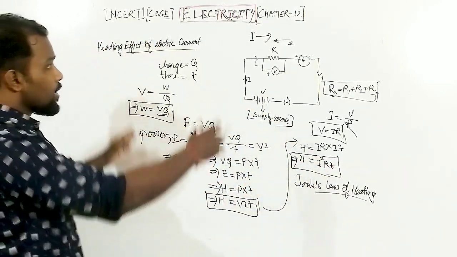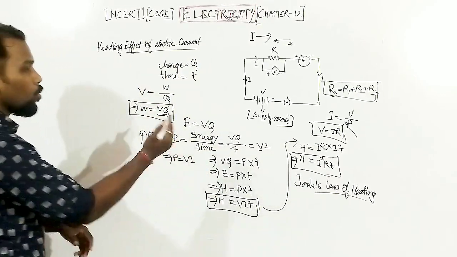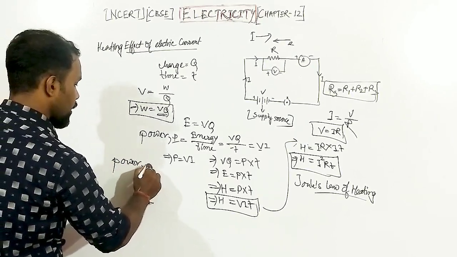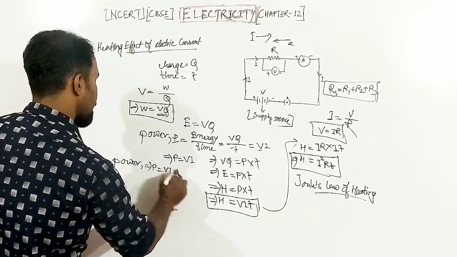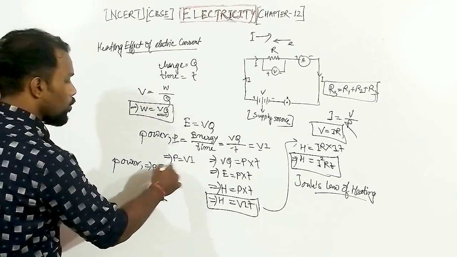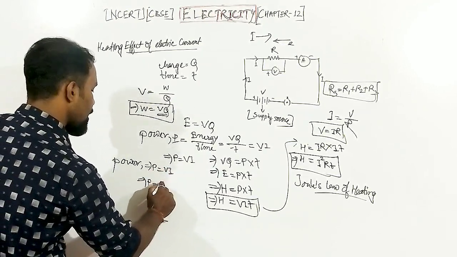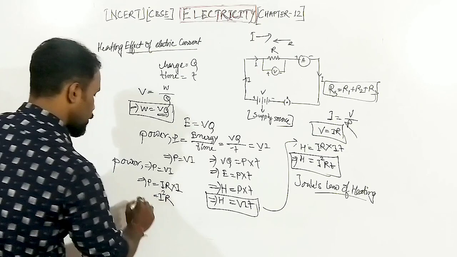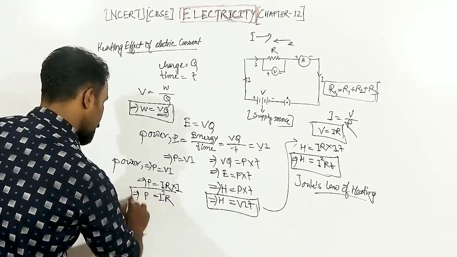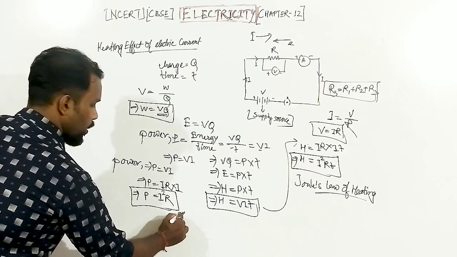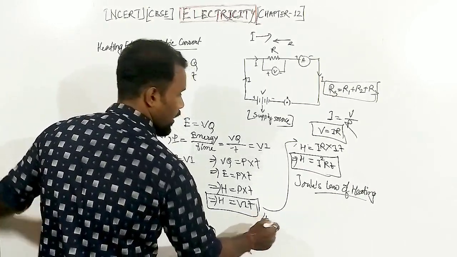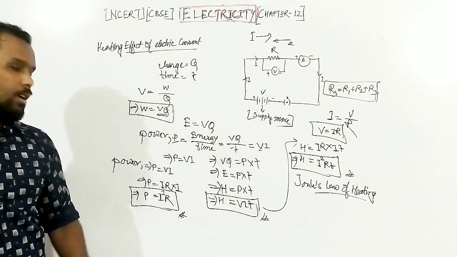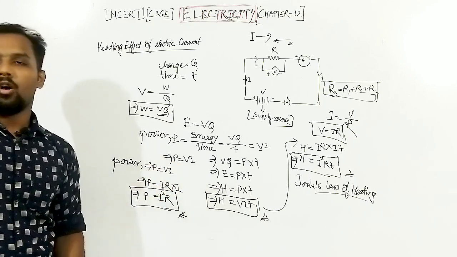Whenever I was discussing all these things, we got one more important fact, that is power. Power P equals VI. Again, we can apply Ohm's law here too. That is P equals V, which is IR, into I. That means I square R. So that is the formula of power, P equals I square R. This is one important formula, this is one important formula, and this is one important formula. You have to remember all the three formulas.